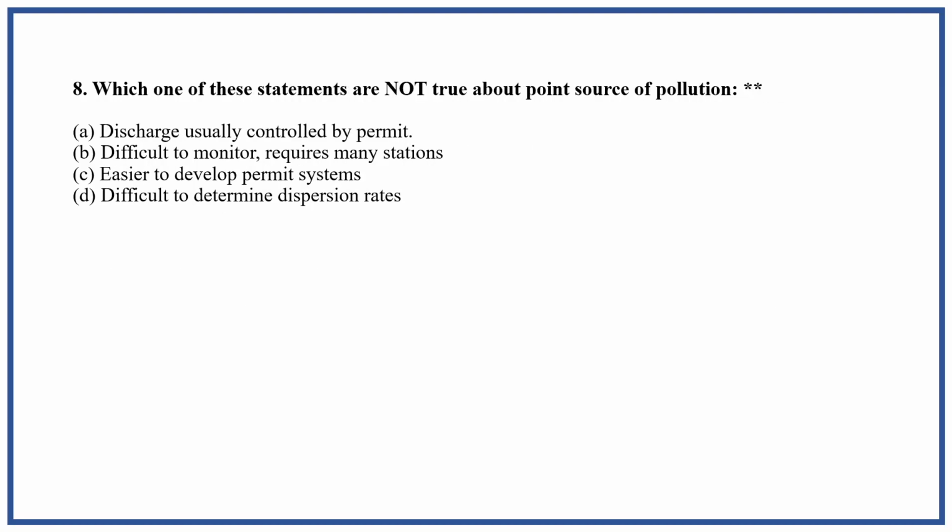Now the next question, which one is not true about point source of pollution? So here we are talking about point source of pollution. Is it A, discharge usually controlled by permit, B, difficult to monitor, requires many stations, C, easier to develop permit stations, and D, difficult to determine the dispersion rates? So which one do you think is not true for point source? If you have any doubts regarding the point source or the non-point sources of pollution, you can ask me.